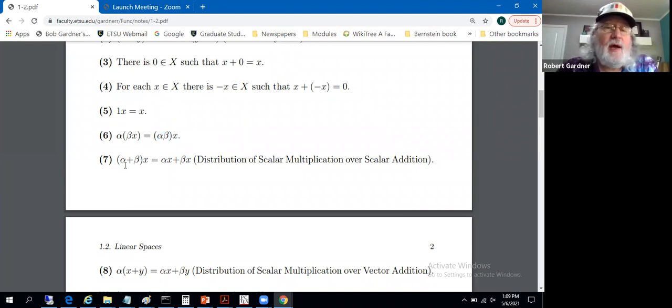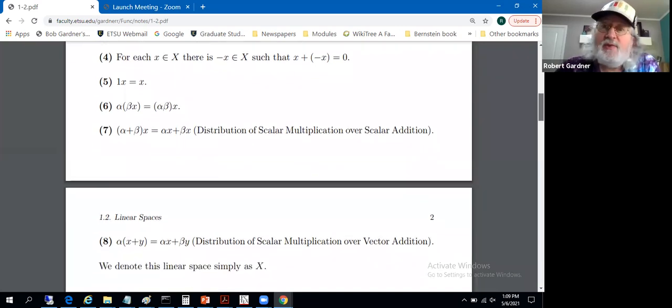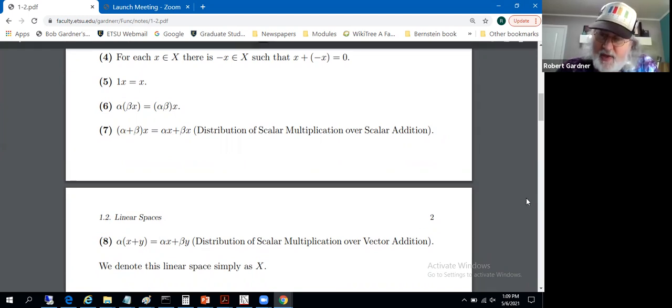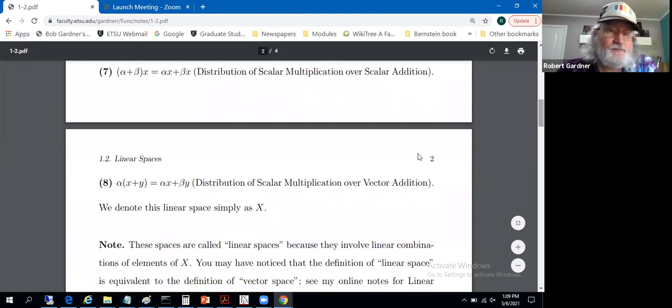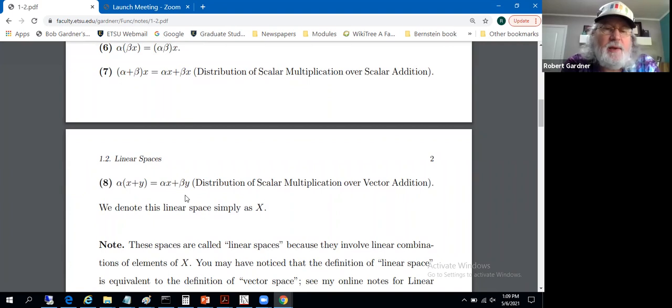Seventh, alpha plus beta, scalars alpha plus beta times x equals alpha x plus beta x, distribution of scalar multiplication over scalar addition. So it's an interaction between the two things we do, which is add vectors together and multiply by scalars, as relates to summations of the scalars. And similarly, in number 8, we get distribution of scalar multiplication over vector addition. Alpha times x plus y equals alpha x plus alpha y. So 2 different versions of distribution there.